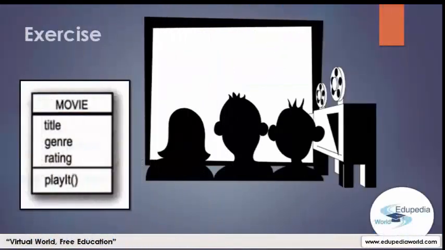Okay, now I am going to give you some exercise. You have to implement this movie class and use it as you prefer in the main method. So it has 3 instance variables: title, genre and rating. It has a method called playIt, and you can implement this as you prefer.